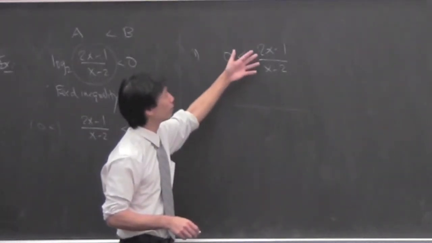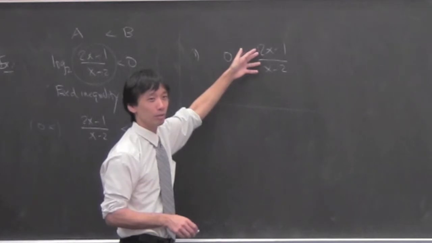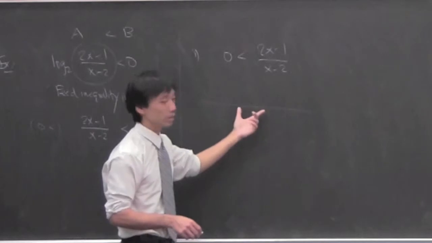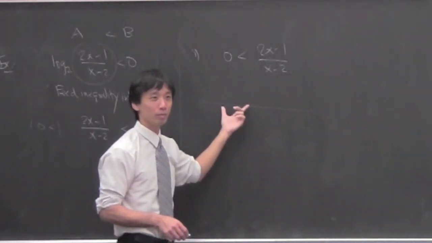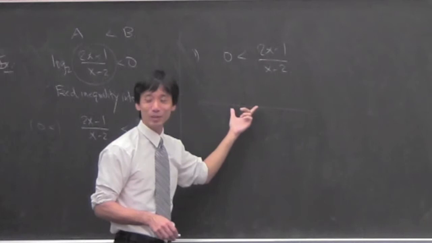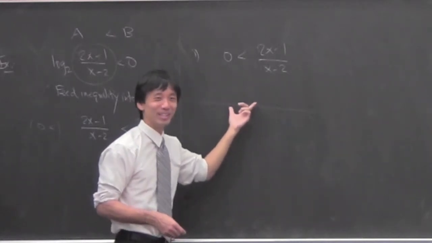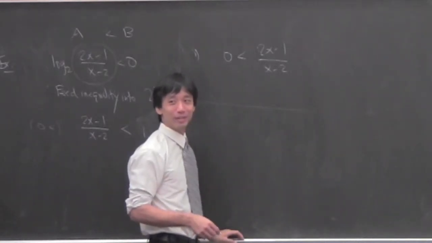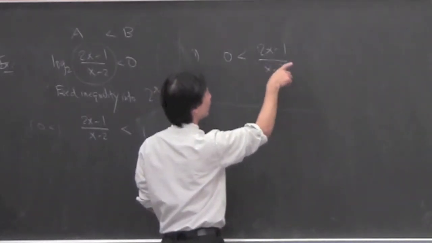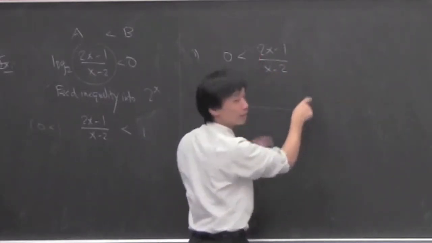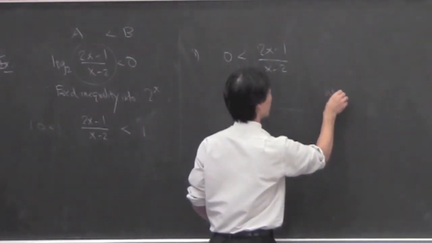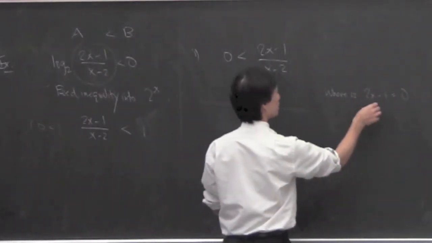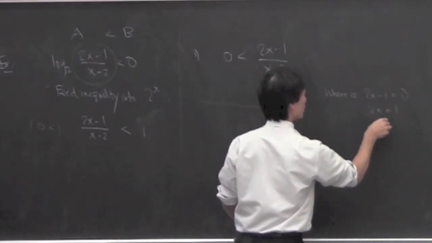You find out where this equals 0, where it has poles, and you test points in between. You forgot? No bells are going on. Well, remember how it is. You look where the top is 0. Where is 2x minus 1 equal to 0? Well, that's at 2x equals 1, so x equals a half.